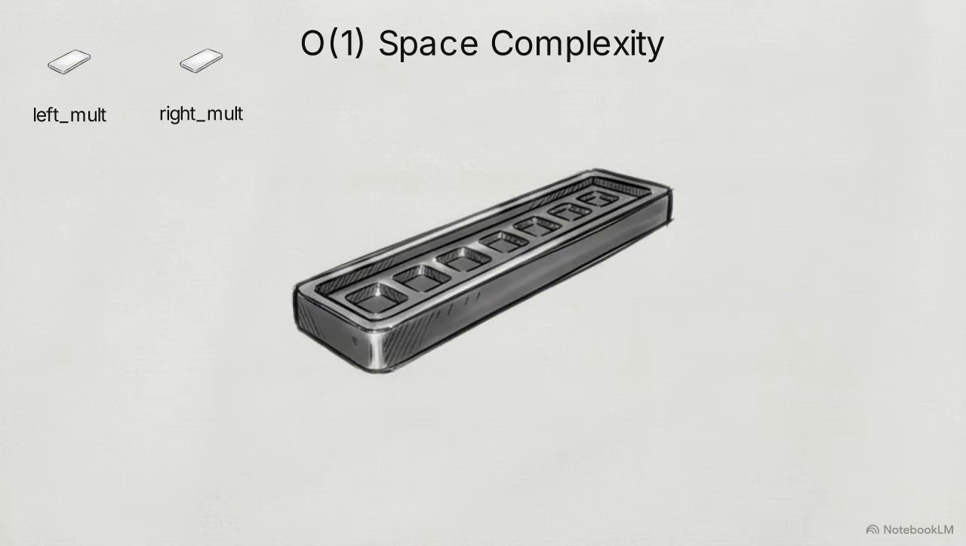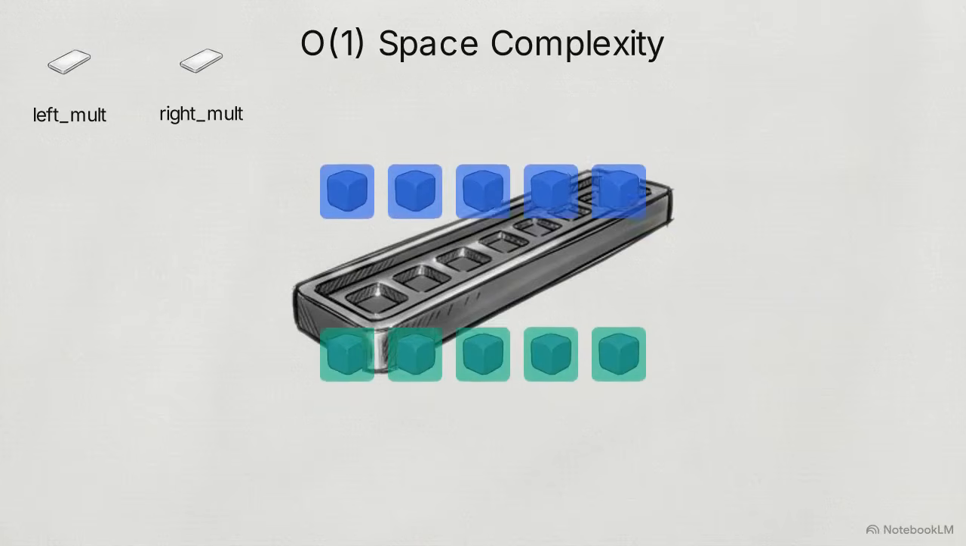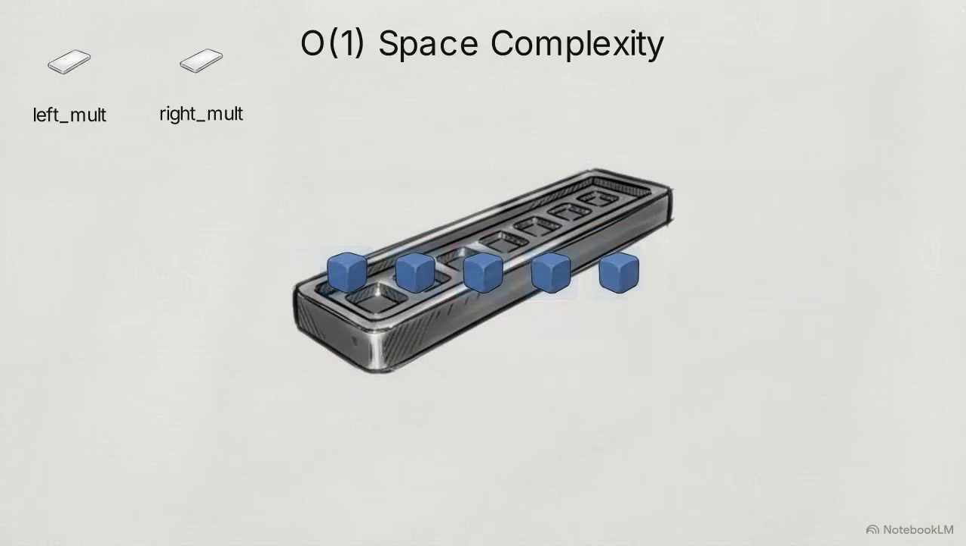The only extra memory required are these 2 solitary tracking variables. In algorithmic interviews, the final output array does not count against your memory footprint. By writing our prefix and suffix data directly into that final array, we negate the need to build separate tracking lists, achieving that O of 1 space.